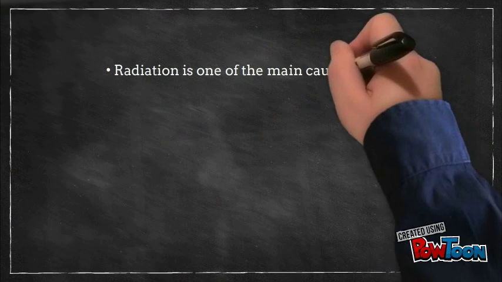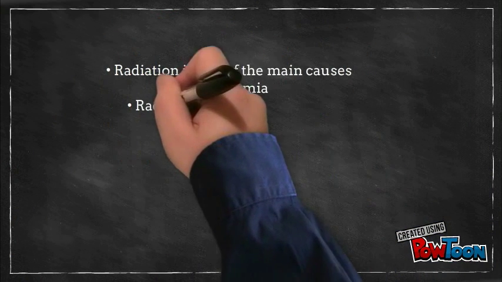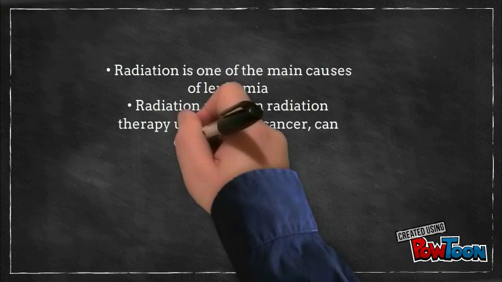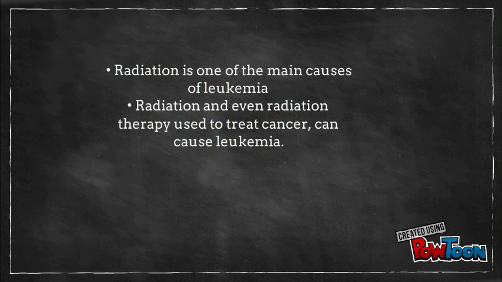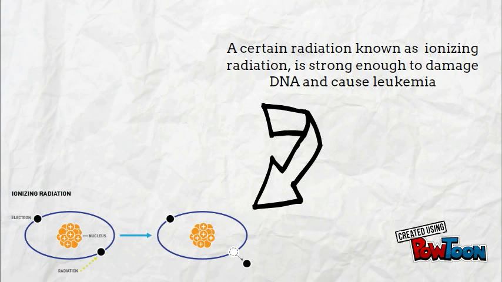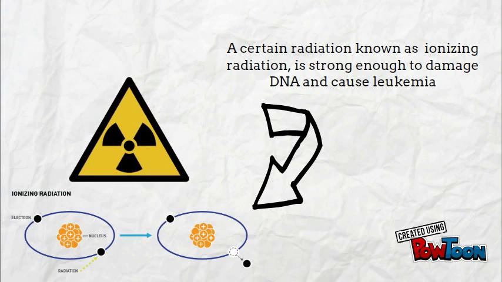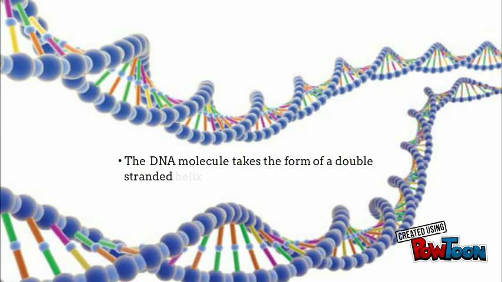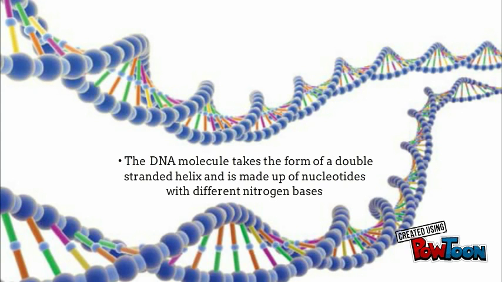Radiation is one of the main causes of leukemia. Radiation, and even radiation therapy used to treat cancer, can cause leukemia. A certain radiation, known as ionizing radiation, is strong enough to damage DNA and cause leukemia. The DNA molecule takes the form of a double-stranded helix and is made up of nucleotides with different nitrogen bases.